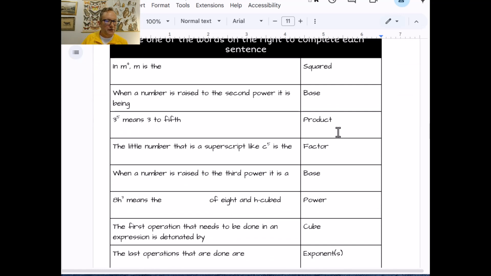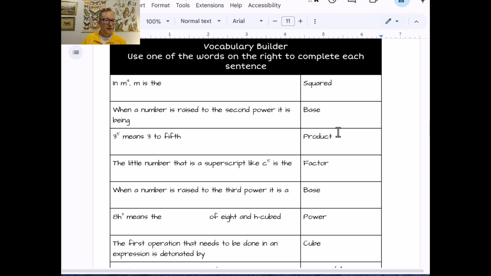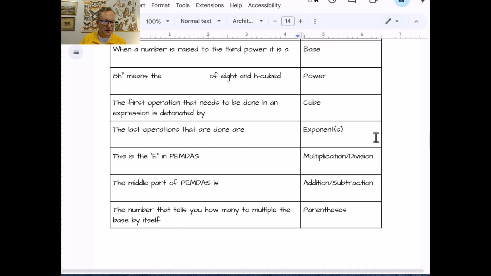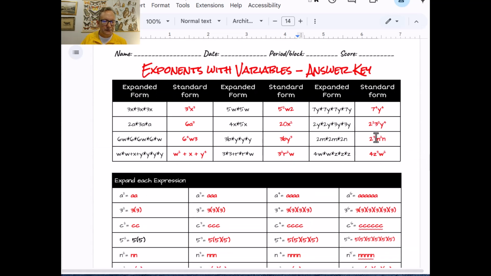Next, we're going to build their vocabulary. So they're going to use one of the words on the right to complete each sentence. M to the 4th. M is it the squared? It's the base, right? So they'll write base over here, work it off. You can print it off and cut and paste it if you wanted. Now we're to the answer key.